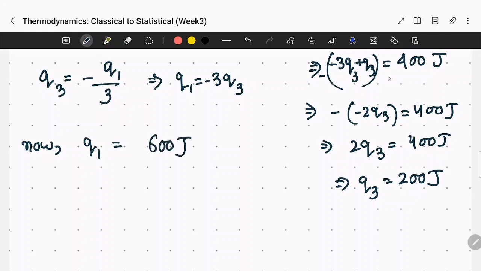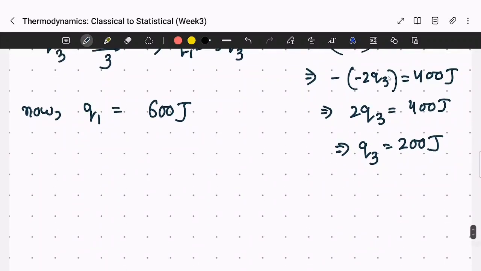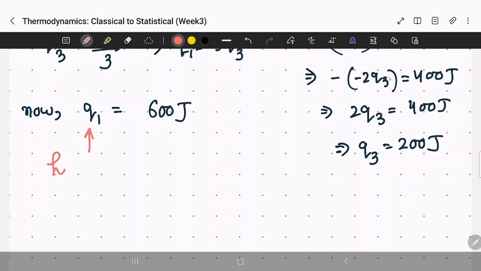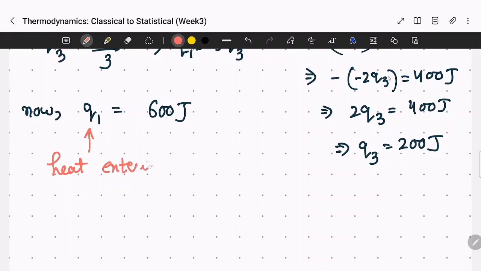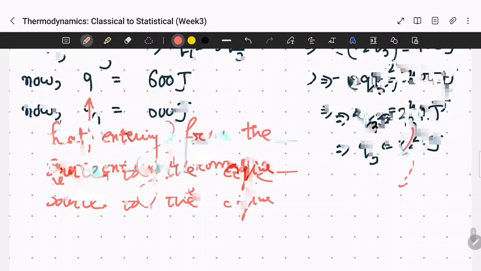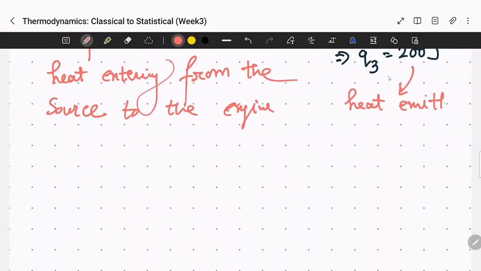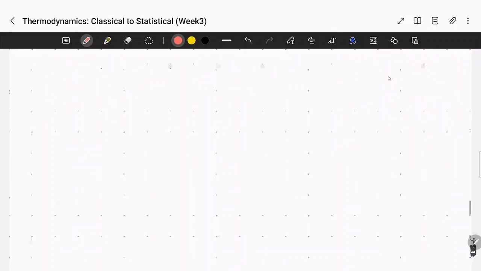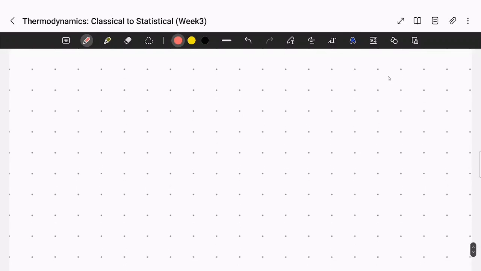There will be signs related to Q1 and Q3, but we are interested in the value. Q1 is the heat entering from the source to the system or engine, and Q3 is the heat emitting from the engine to the sink. Okay, and now we'll go to the Clausius-Clapeyron part, or Clausius then Clapeyron.